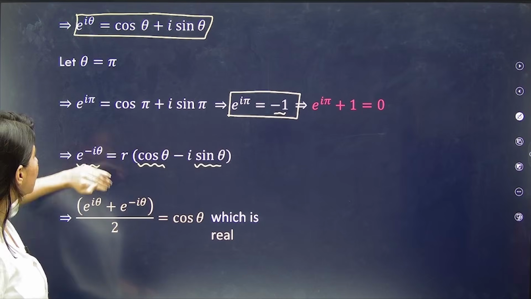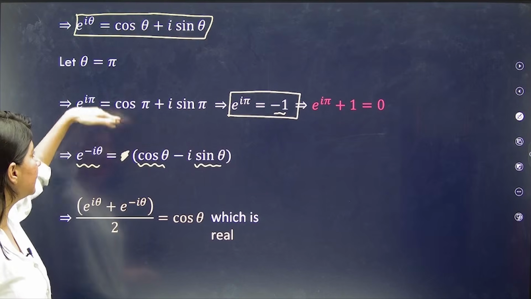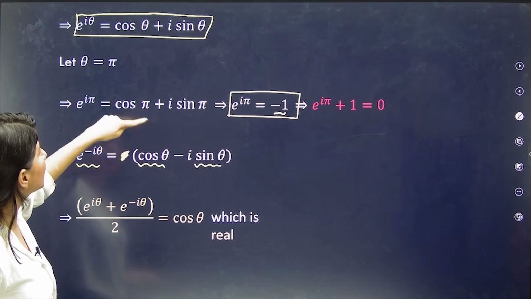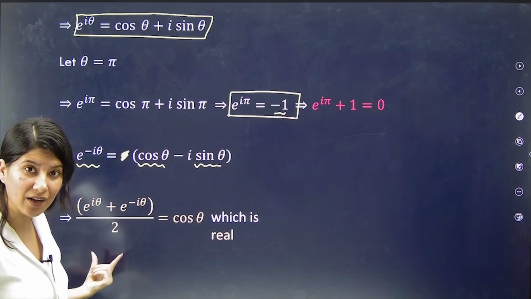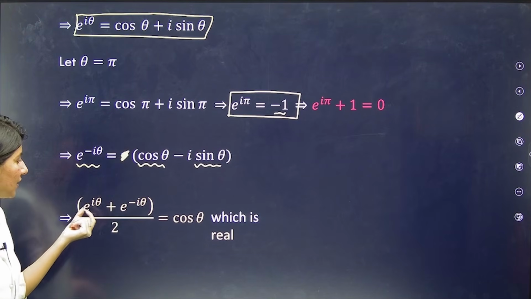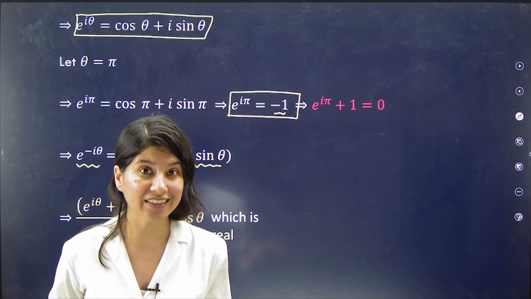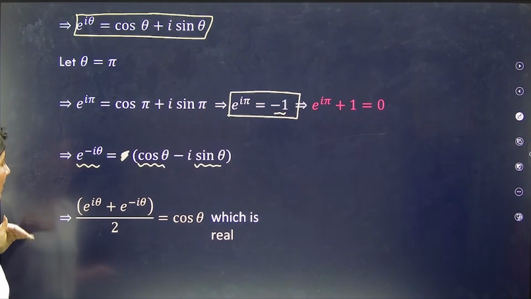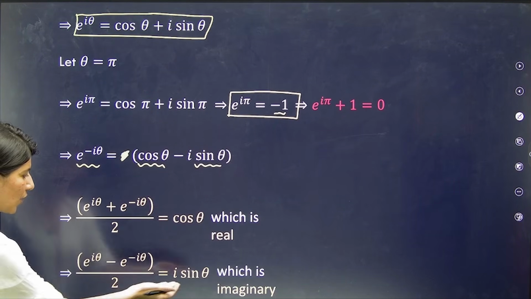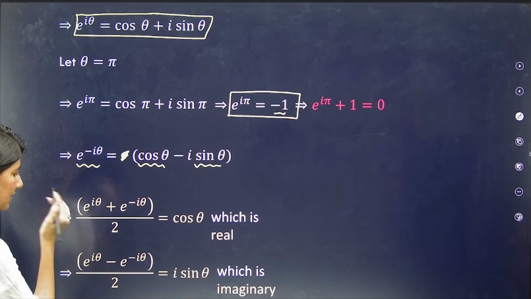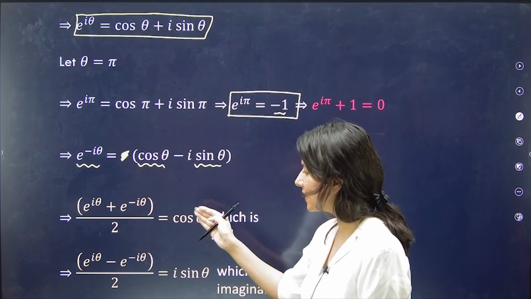If you add these two, what will you get? e raised to power iota theta plus e raised to power minus iota theta is equal to 2 cos theta. So dividing by 2, e raised to power iota theta plus e raised to power minus iota theta, by 2, is cos theta. By the way, cos theta is a real thing. And if you subtract these two equations, cos theta gets cancelled out, so 2 iota sin theta will come. So 2 iota sin theta upon 2 is equal to sin theta; now this is imaginary. Just for reference, we will use it. You will understand that cos theta is this and sin theta is this.